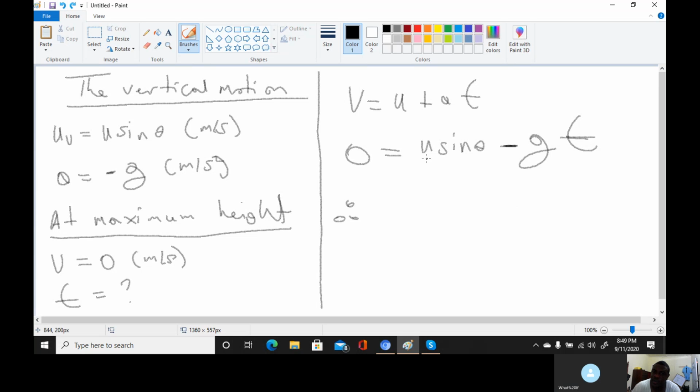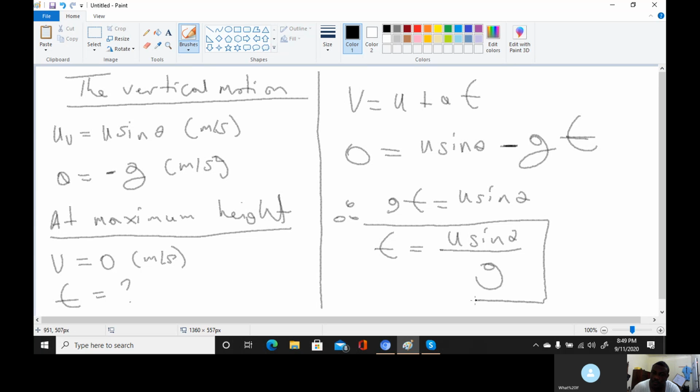So I have 0 is equal to U sine theta minus GT. Let us carry the GT across. So I have GT is equal to U sine theta. So T, when I divide both sides, is U sine theta over G. All right, very important formula. This is the time to reach maximum height.